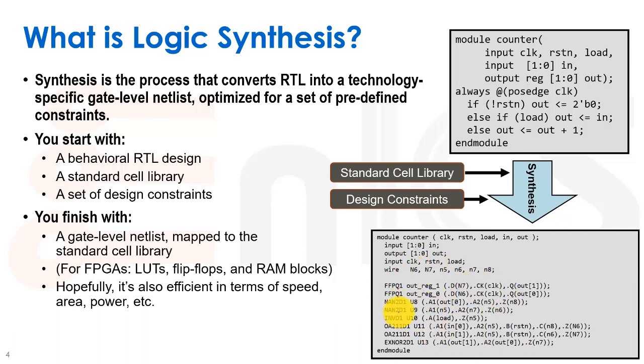It's a list of nets and how they connect to the different gates inside. It works not only for ASICs, but also for FPGAs. There we'll map it to lookup tables and different pieces that are already synthesized inside the FPGA. Hopefully, what we get is efficient in terms of speed, area, power, etc.